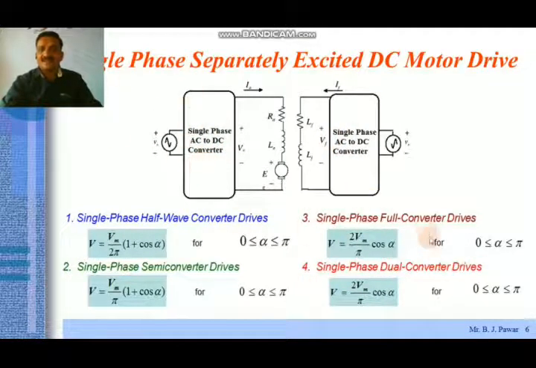Similarly, if I replace this block by a full converter, as already discussed in the previous slide, it will be equal to twice Vm by pi cos of alpha. And if that converter is a dual converter type, then again we have the same output voltage, twice Vm by pi into cos alpha. For all these four different types of AC to DC converters using thyristors, alpha is greater than or equal to 0 and less than or equal to pi, because each thyristor or pair, depending on the type of converter, will conduct between 0 to pi only, right?